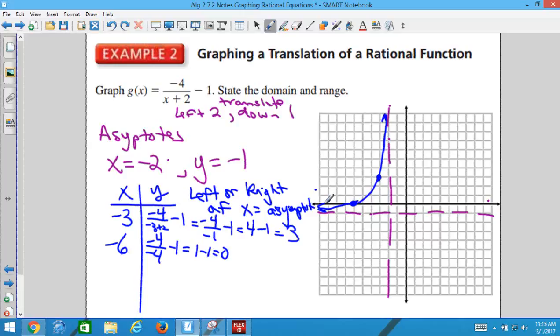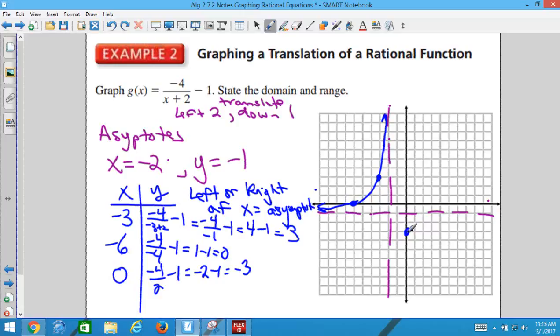So I need some more points, but they can be on the right of the asymptote. What's another number we can plug in? How about 0? Can I plug in 0? Yeah. I can plug in 0 because what does that make my denominator? So we have negative 4 over 2 minus 1. Negative 2 minus 1 is negative 3. 0, negative 3.